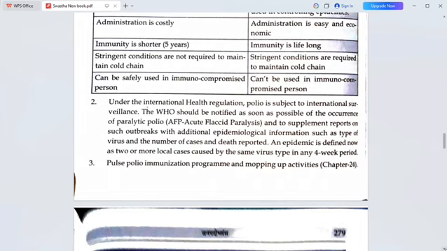Then there are many pulse polio immunization programs running in our country, and mopping up activities are also there.